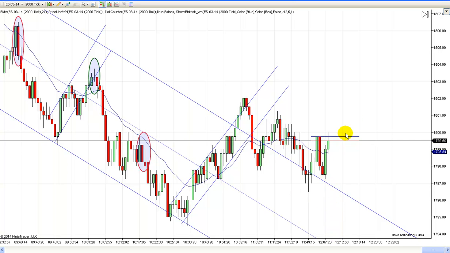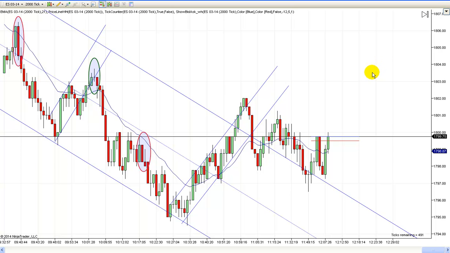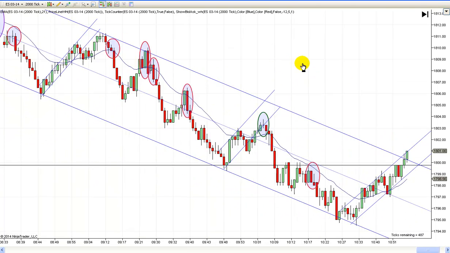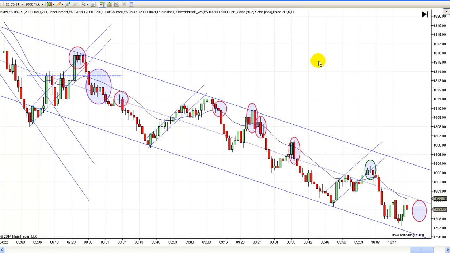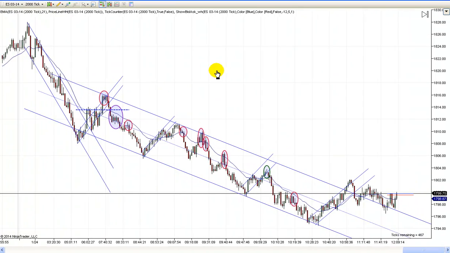But at the same time, I wouldn't be surprised if we don't rally out of here because we've really had two strong days down. And we're back below 1,800 where we were up at 1,850 or 60 just a couple of days ago. So we've had a big sell-off. But let me back out, show you the big picture.